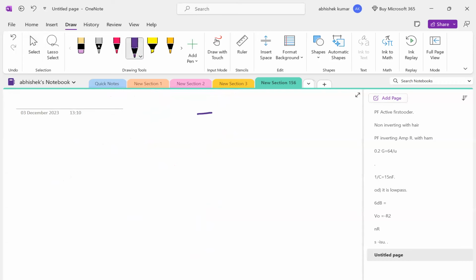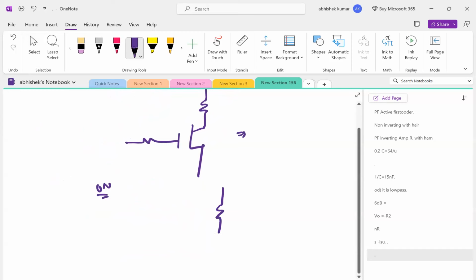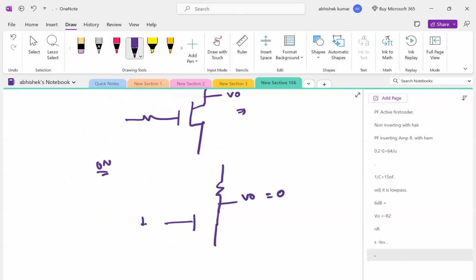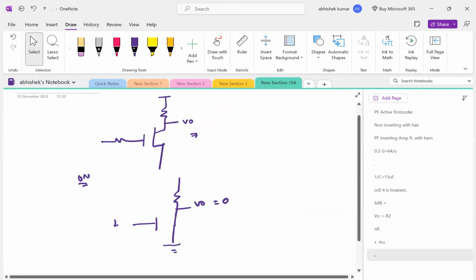Let me show you. If MOSFET is in on state, that means the MOSFET will be closed, right or wrong? It will be a short circuit. And we used to take the output from drain. So this is 1. So what will be the output, 0 or not? Because it will directly connect to the ground. Are you getting my point?